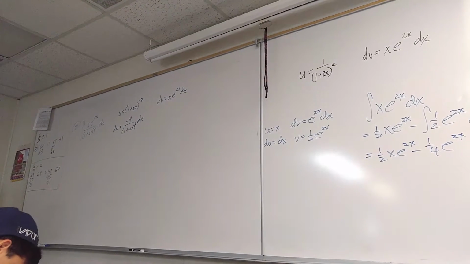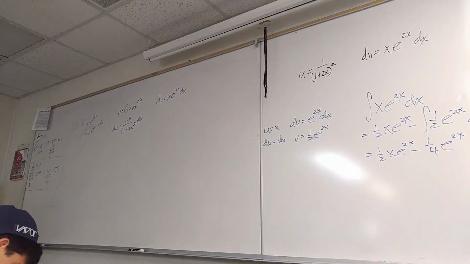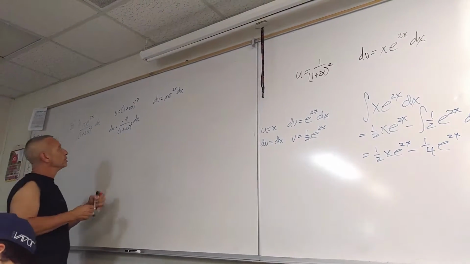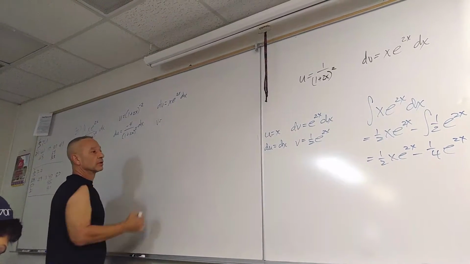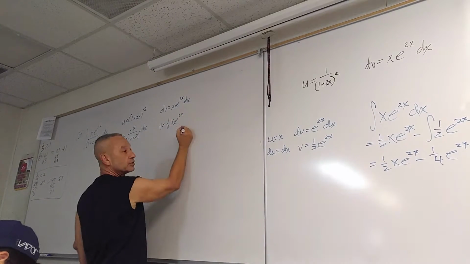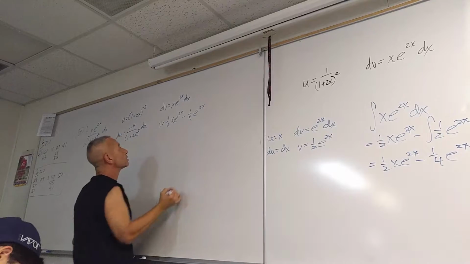So that was okay, right? Bring down the -2. The derivative of the inside is another 2. That's where the 4 came from. And what's v equal to? Right there: 1/2 x e to the 2x minus 1/4 e to the 2x.